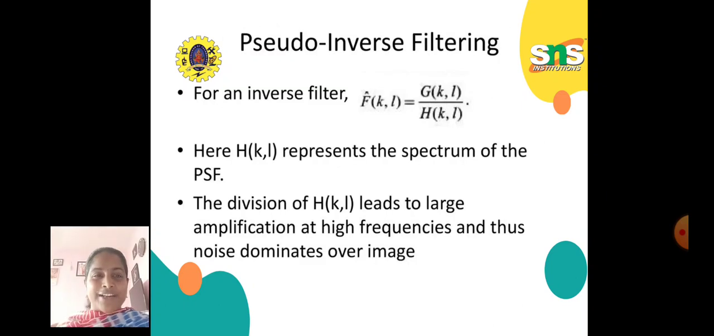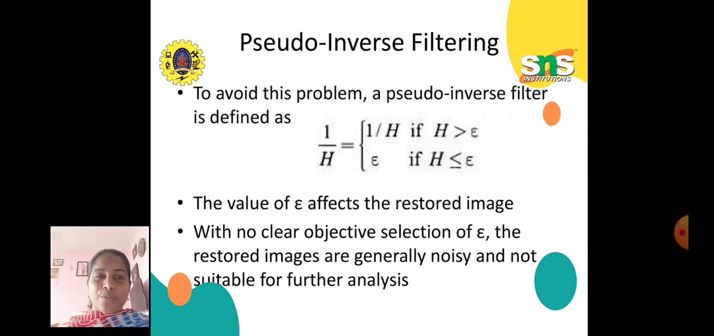And pseudo-inverse filtering. For an inverse filter, f cap of kl is equal to G of kl by H of kl. Here H of kl represents the spectrum of PSF. The division by H of kl leads to large amplification at high frequencies and thus noise dominates over the image. To avoid this problem, the pseudo-inverse filter is defined as 1 by H if H is greater than epsilon, and 0 if H is less than or equal to epsilon. The value of epsilon affects the restored image. With no clear objective selection of epsilon, the restored images are generally noisy and not suitable for further analysis.